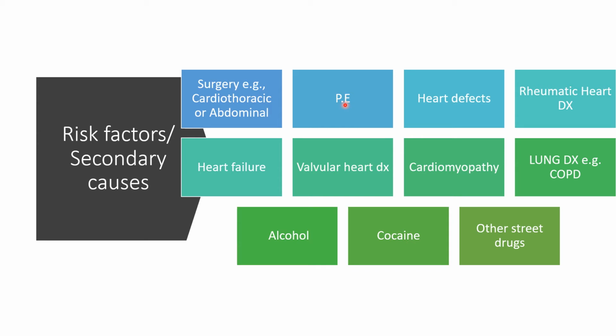Pulmonary embolism, that will have a bidirectional kind of relationship. Heart defects, rheumatic heart disease, heart failure, valvular heart disease, cardiomyopathy, lung disease, for example, chronic obstructive pulmonary disease, alcohol, cocaine, other street drugs.